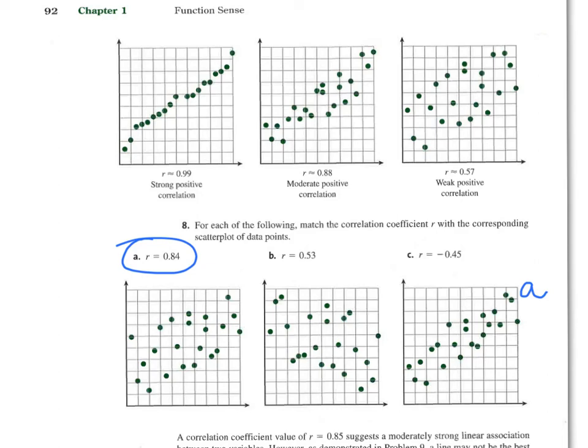Now between B and C, they're both pretty weak linear correlations. C is a little bit weaker, but sometimes that's hard to tell by the scatter plot. But at this point, you can just tell by R is negative on C, which means C needs to be matched with a decreasing line. So this would be our C, and this would be our B. B would be our weak positive correlation, and C would be our weak negative.